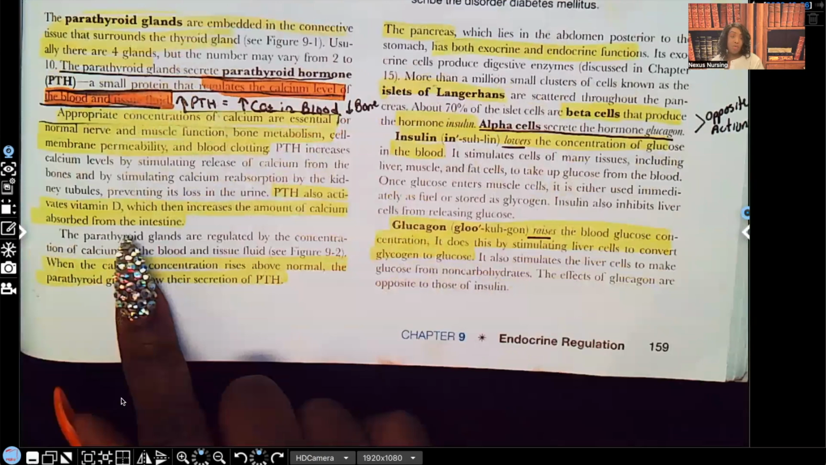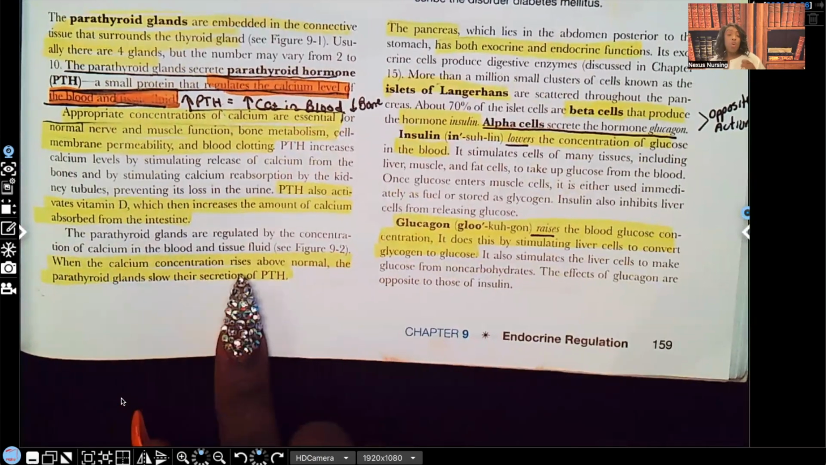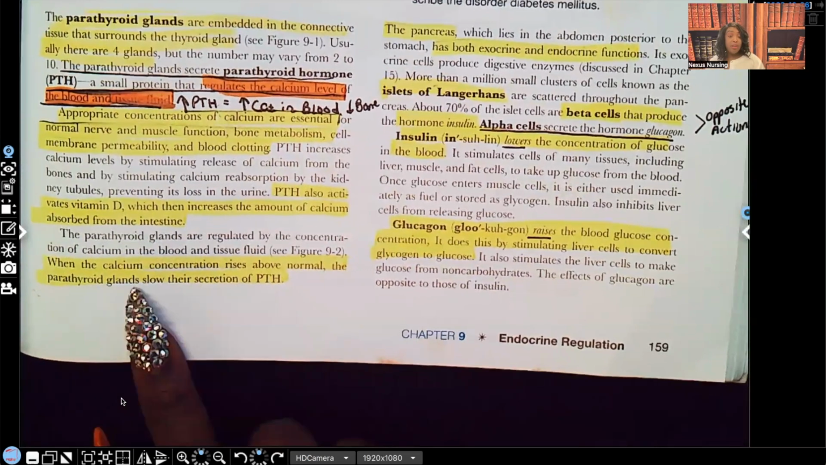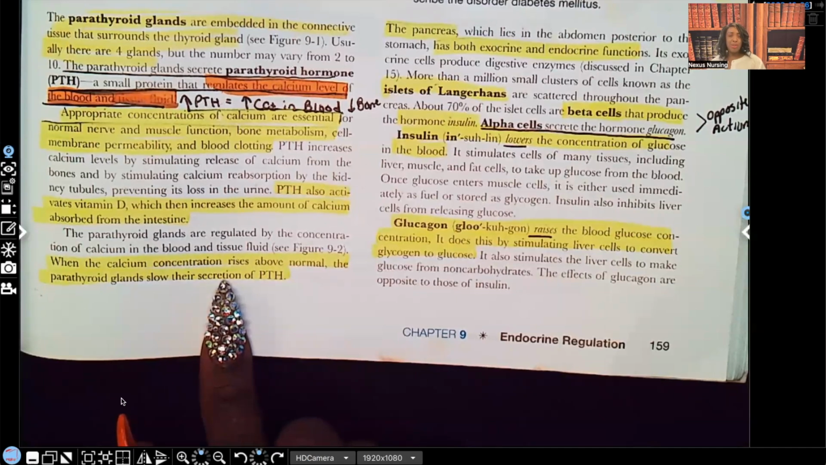And where's it being absorbed? In the intestine. Let's keep going. When the calcium concentration rises above normal, the parathyroid glands slow the secretion of PTH. That makes sense. If the patient has too much calcium in the blood, do they need any more PTH? No, because PTH increases the calcium levels in the blood. If the calcium level in the blood is already high, they don't need more PTH.